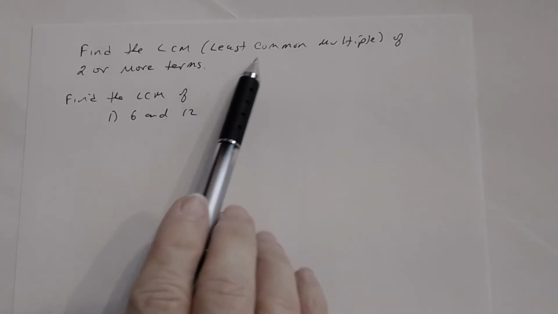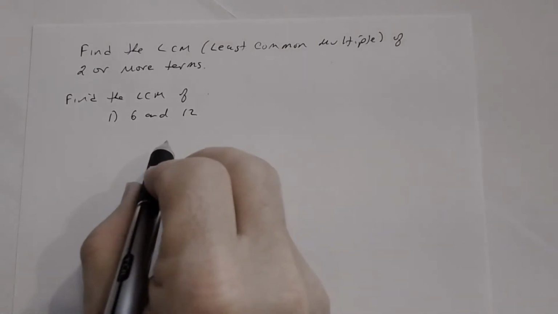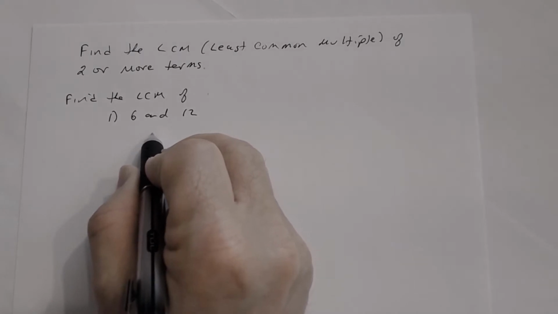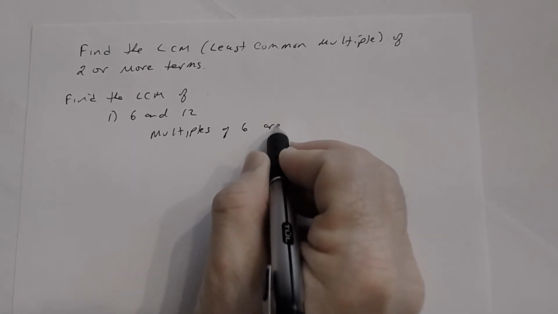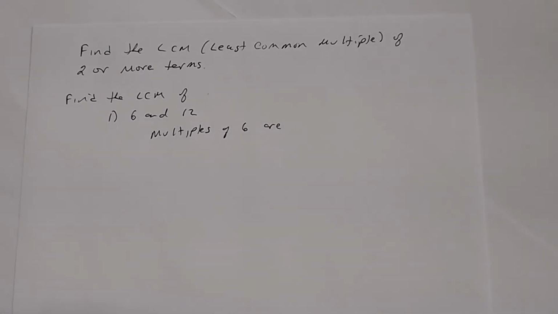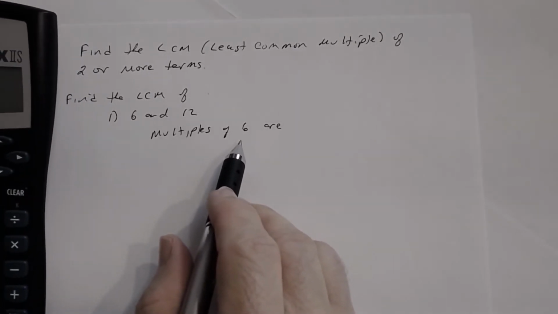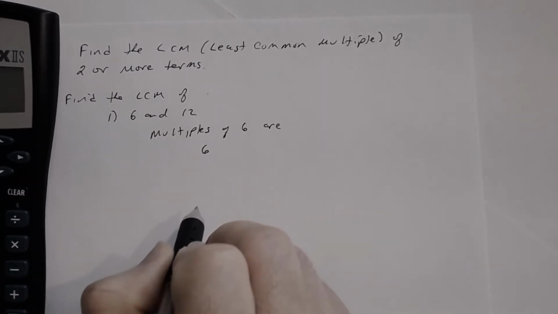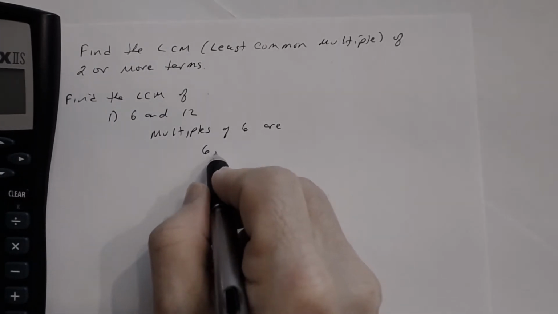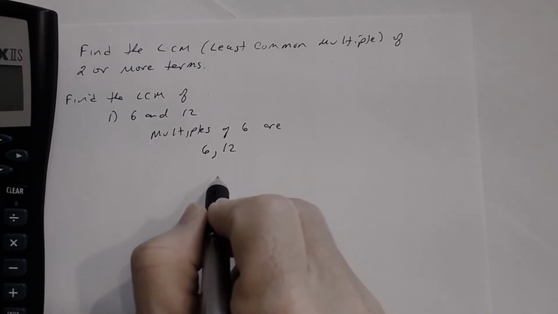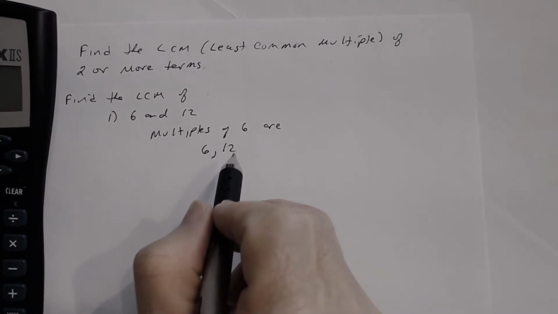So let's write the multiples of each of those. The multiples of 6 are, and again, use your calculator if you need to. Do you agree that 6 is a multiple of itself? Because 6 times 1 is 6, and 6 goes into 6 evenly. The next multiple of 6 is 12. Why? Because 6 times 2 is 12, and 6 goes into 12 evenly.